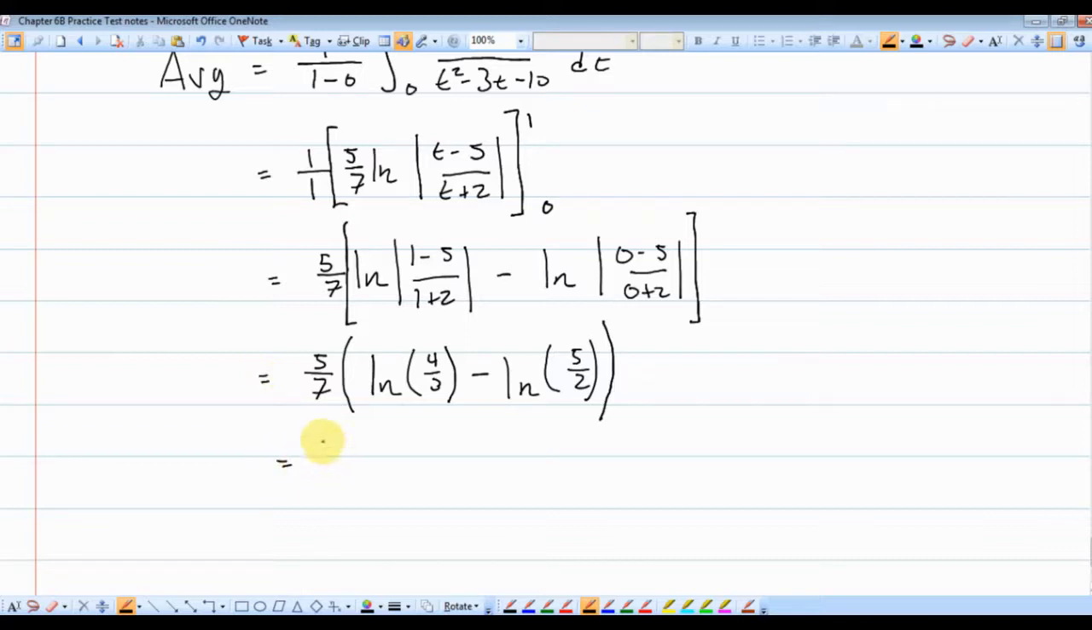Oh, look at this. Isn't this 5/7 times the natural log of (4/3 over 5/7)? 5/2? Which is 8 over 15. Yeah, 8 over 15.